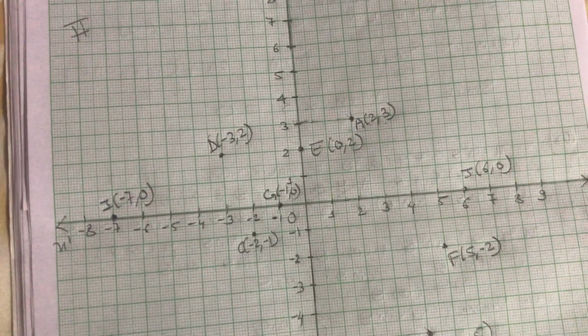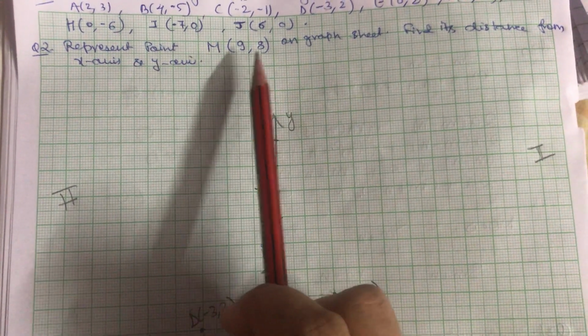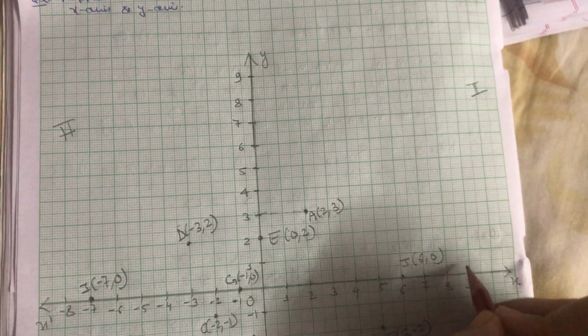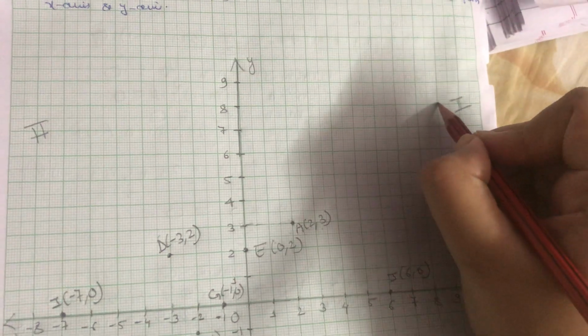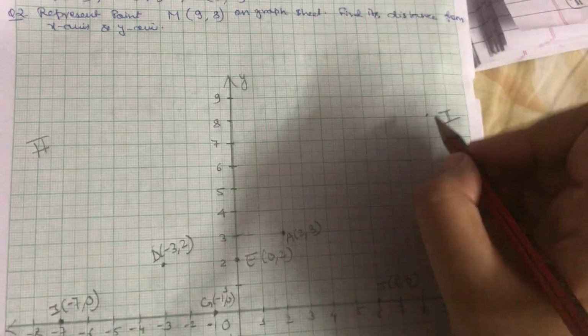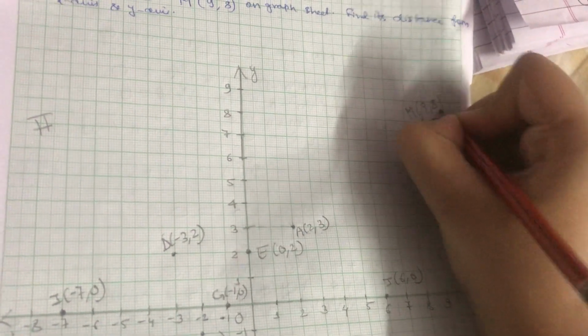At last, this is my question number 1, and it will look like this, right? As you can see here. Now question number 2 is that I have to represent a point M (9, 8) on the graph sheet. M (9, 8) means x equals 9 and y equals 8. So here, this is my 8, this is my 9. So this is my point M, which represents 9 and 8.